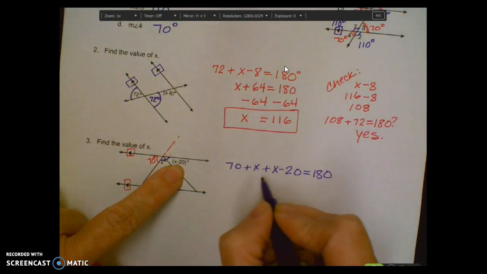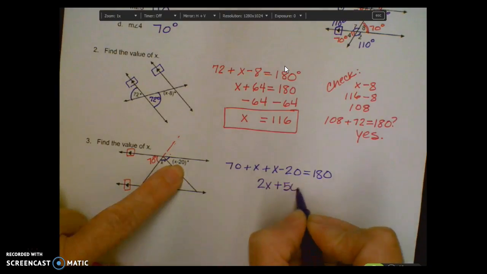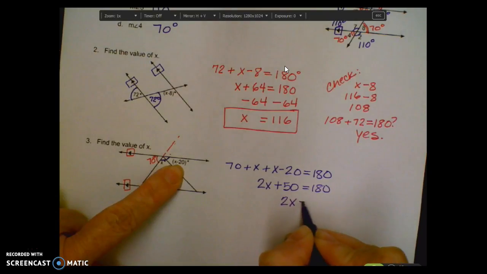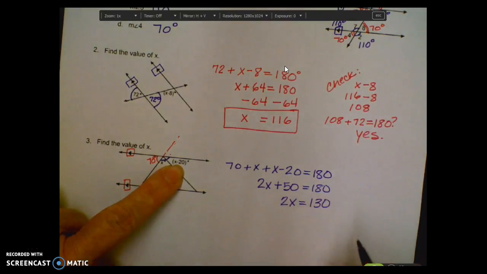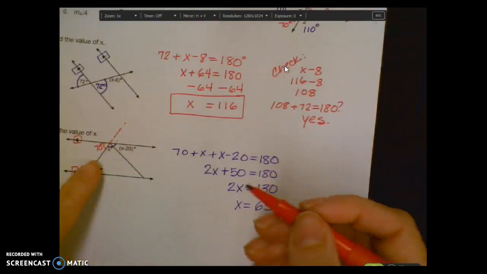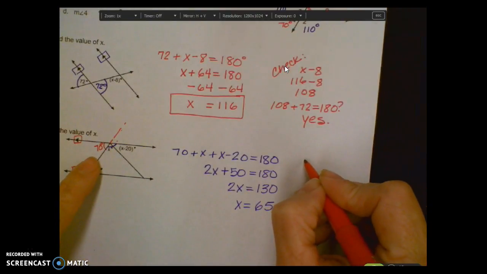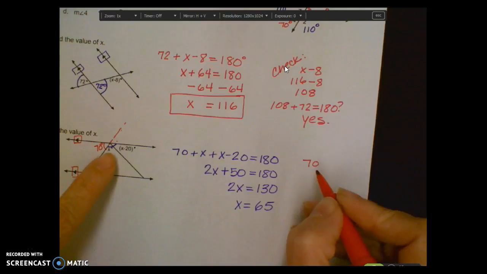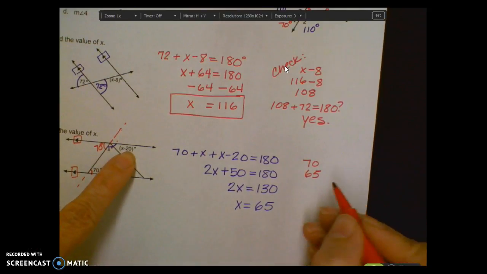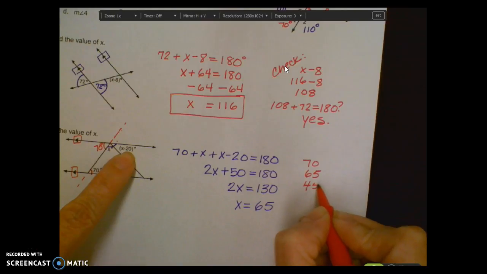Combine your like terms. x plus x is going to give us 2x. 70 minus 20 is 50. Subtract 50 on both sides, and divide by 2 on both sides. So x becomes 65. Now let's check it, make sure we're right. If x is 65, then I have 70 plus 65 plus 65 minus 20 is 45.